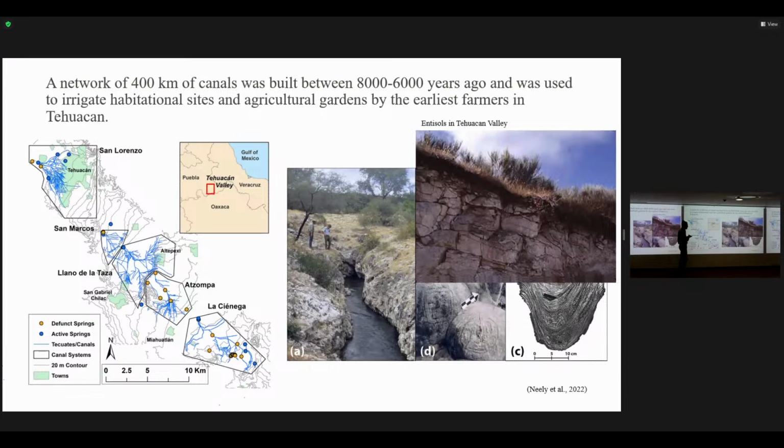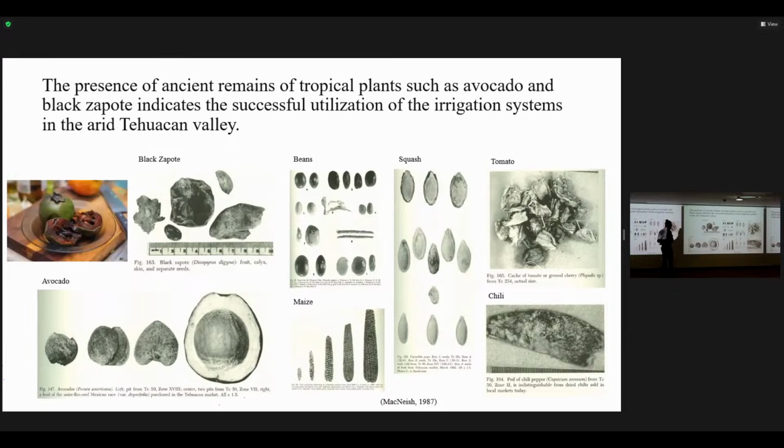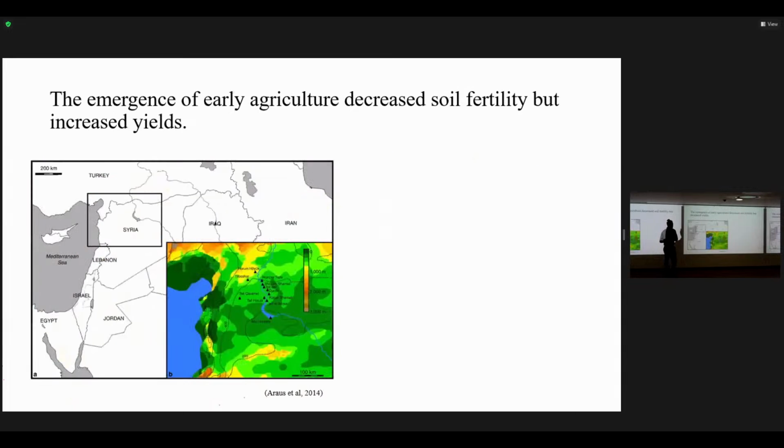And it's important to mention that in the Tehuacan Valley, they have aridisol soils, which are very hard soils. And just to illustrate the success of this irrigation system, this is a work from MacNeish in 1967, and they found several specimens of avocado and black zapote. And those plants are tropical plants. You need a lot of water to grow these plants. So this is just an example of how successful the irrigation systems were in the Tehuacan Valley.